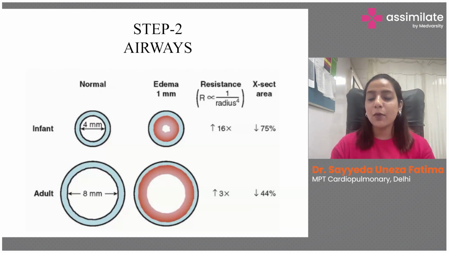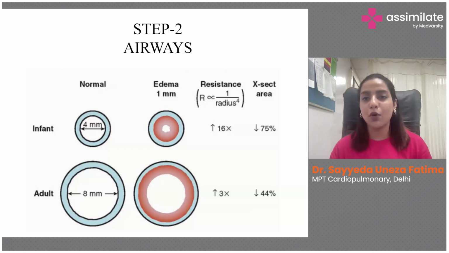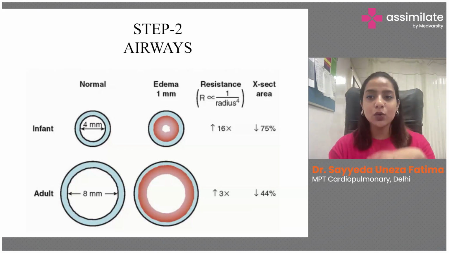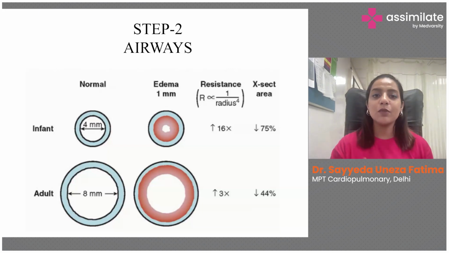Now, this type of hypoxia is known as hypoxemic hypoxia, because the air is not going inside the lungs only. Can we move to the next slide?